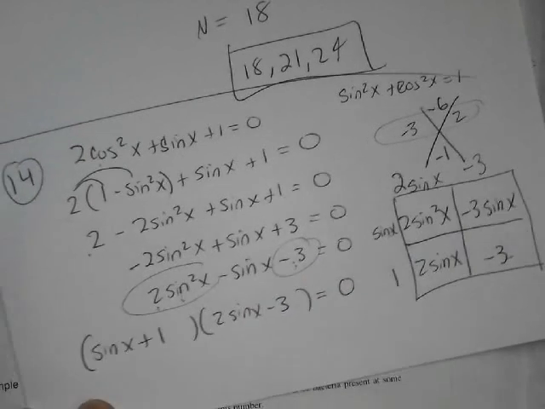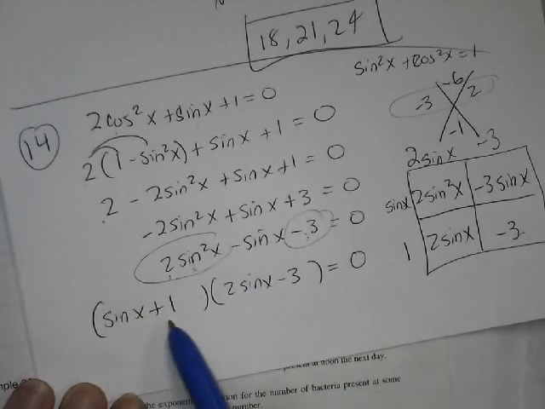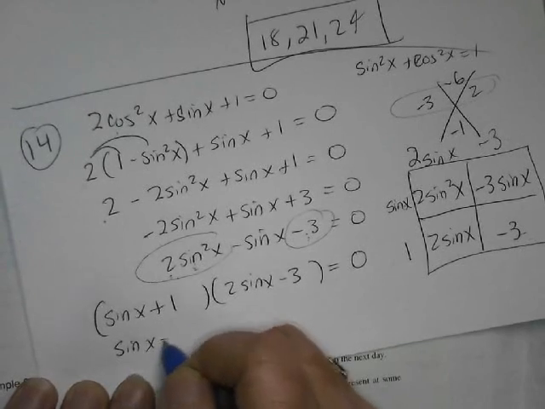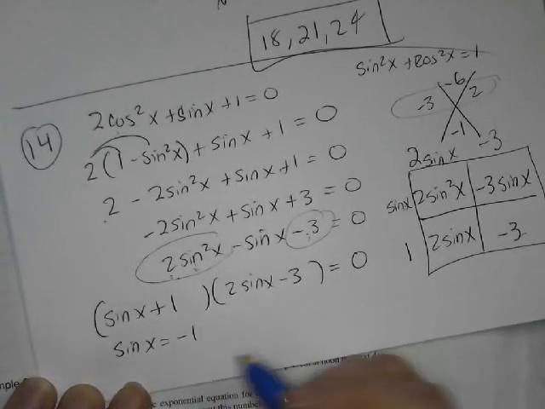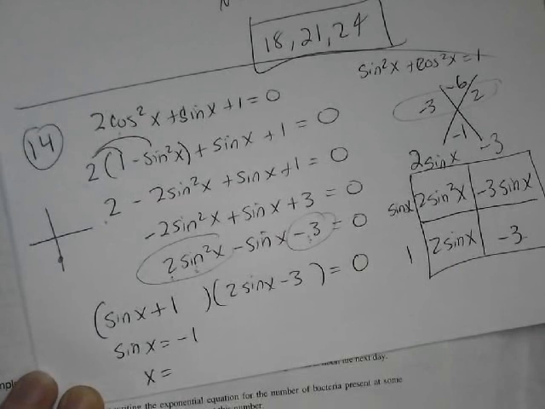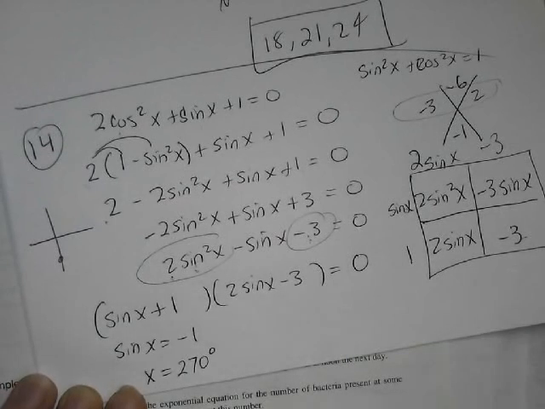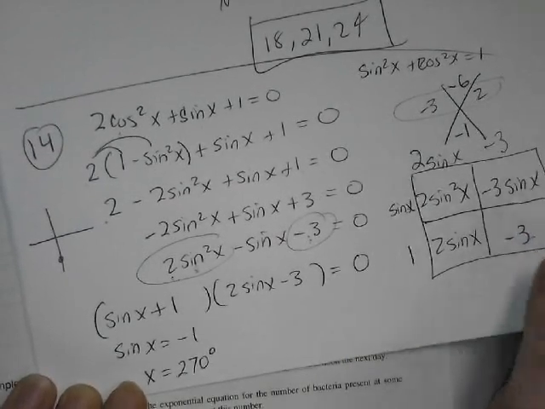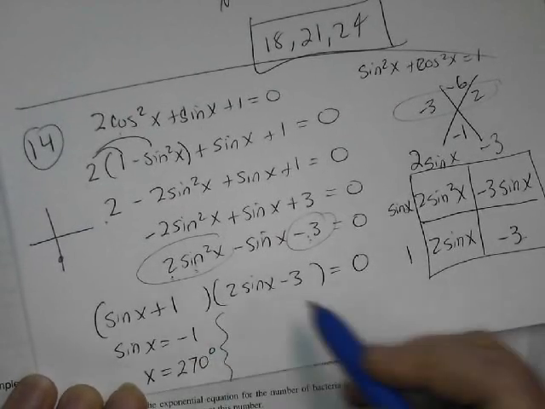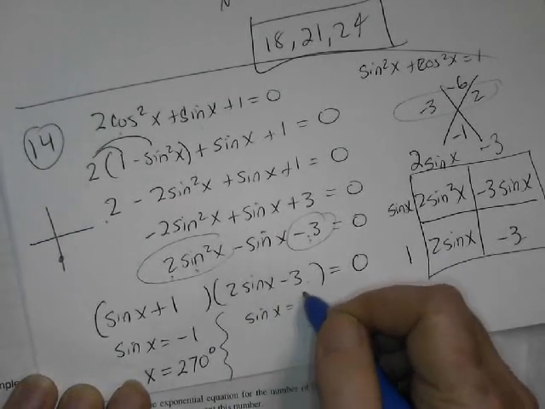And then zero product property says set each one of them equal to 0. Well, that's going to give me sine x equals negative 1. And inverse sine, and I'm going to have x equals whatever sine x is negative 1 on the unit circle right there, I think, isn't it? Yeah, it's going to be 270 degrees. Yeah, are we in degrees in this problem? Yes. Okay, now this one right here is going to give me 3 over 2. It's going to give me sine x is 3/2.